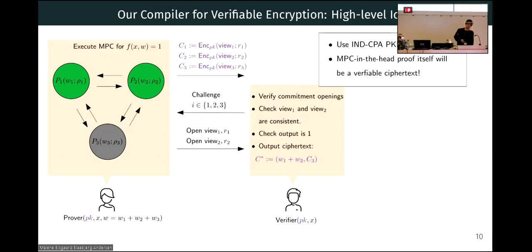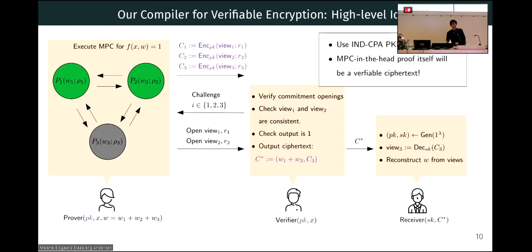It is easy to see why. In the verifiable encryption setting, there's a third-party receiver, and this receiver knows the secret decryption key. So he can successfully recover the remaining view by just decrypting the remaining commitment. This helps him reconstruct the witness from all the views. So that's a very simple observation. And then what about security?